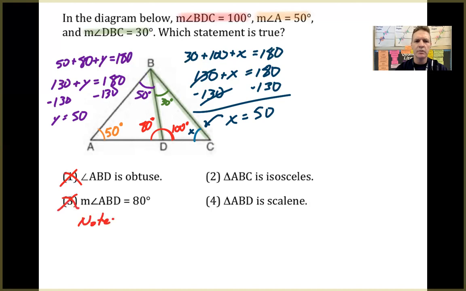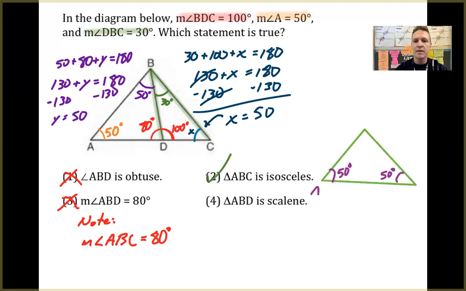But note, ABC, if I add these two up, that's 80 degrees, but that's not what I was asking. So if it said measure of ABC, is that 80 degrees? Then yes, that would be true, but that's not what I was asking.